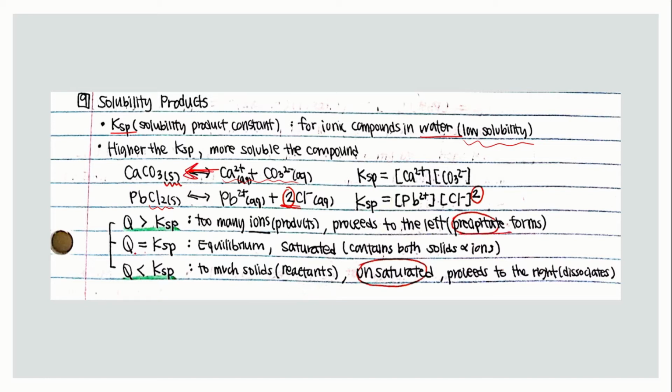And if Q is equal to the Ksp value, it means that the system is at equilibrium and it is the saturated solution where it contains both solids and ions continuously becoming each other. And if Q is less than the Ksp value, it means there is too much solid, or reactants. So the solution is unsaturated and proceeds to the right to produce more ions.